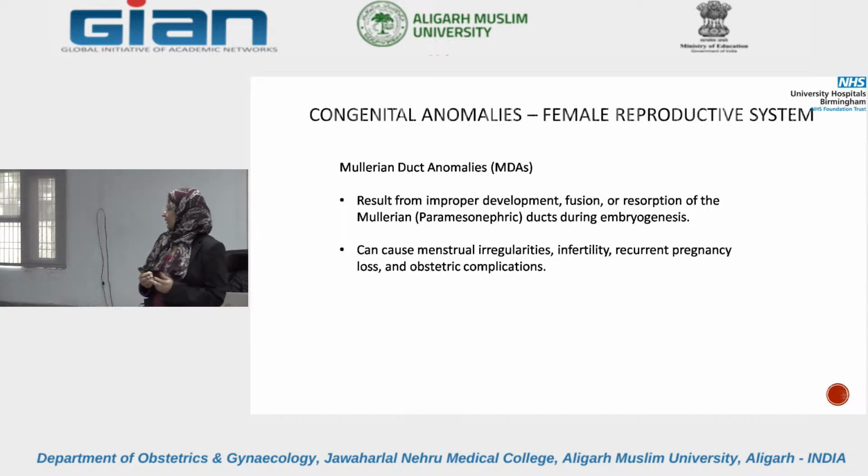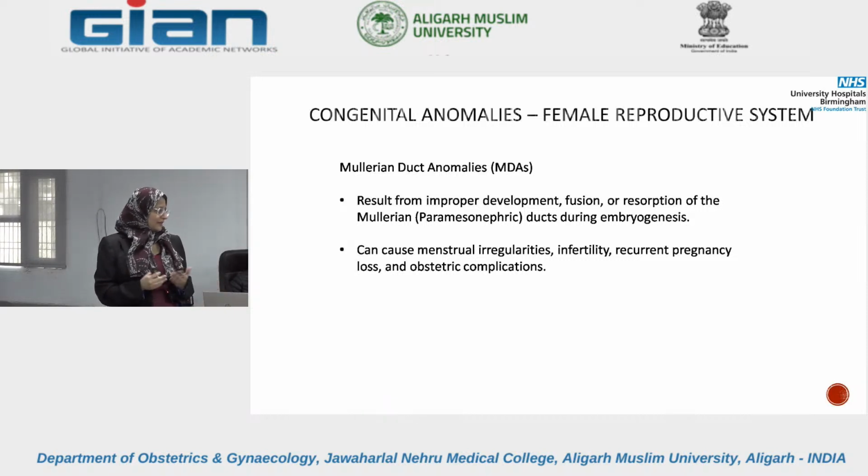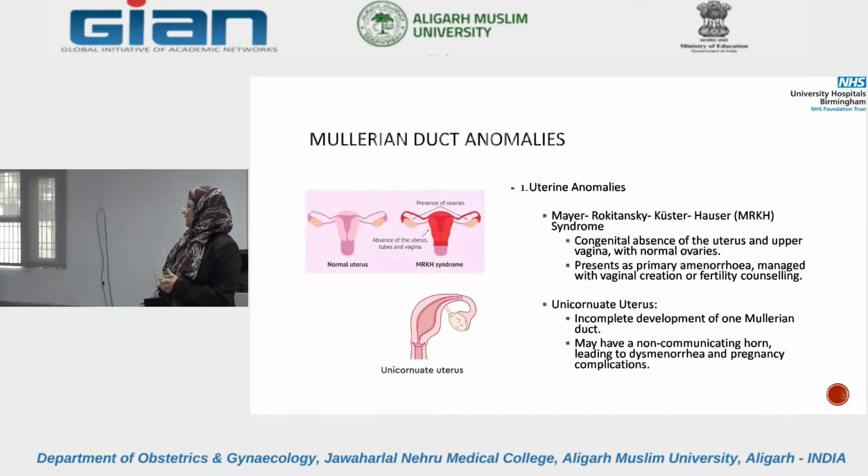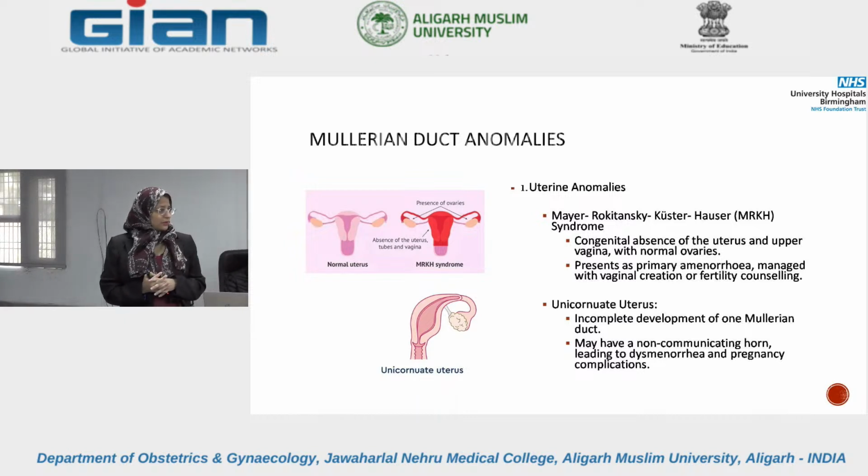Uterine anomaly, we are talking about MRKH syndrome, where there is no uterus and there is no upper vagina. What a disaster for a female, yeah? So she has no uterus, she has no upper vagina, but she has normal ovaries. So what could be the presentation?